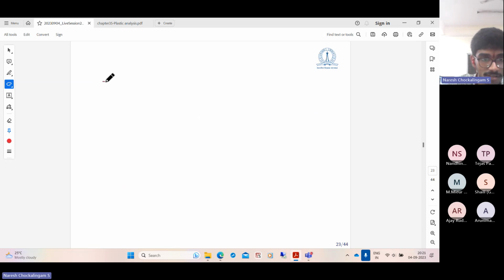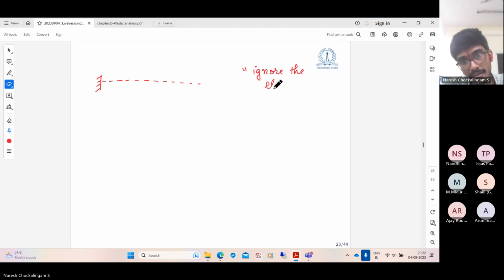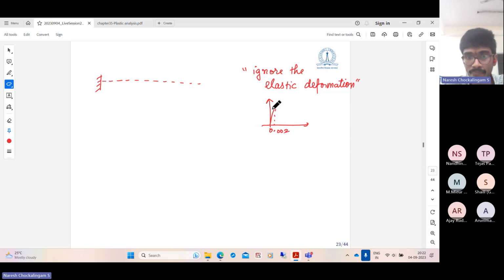At the verge of collapse, this is the initial configuration of the structure. Ignore the elastic deformation. Again, this is an important assumption. Why? Usually for materials like steel, the elastic strain is something like 0.002, and the plastic strain is something like 15%, so this is like 0.15. This is more than 90 times the elastic strains. So you can safely ignore the elastic strains. Elastic strain is less than 1% of the plastic strain.